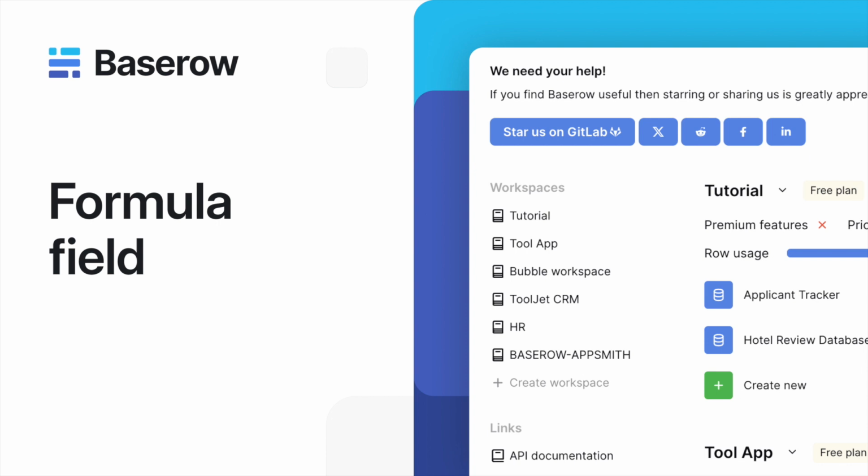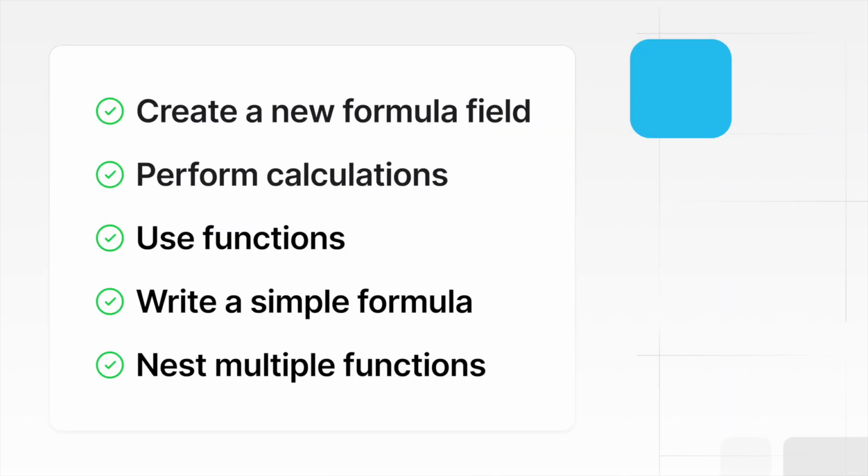Formula fields are dynamic columns that allow you to perform calculations or manipulate data for each cell in the field. The formula itself is constructed by executing one or more built-in functions. These formulas are very similar to those that are used in spreadsheets. This guide will teach you how to create a new formula field and perform calculations, use functions, write a simple formula, and nest multiple functions.